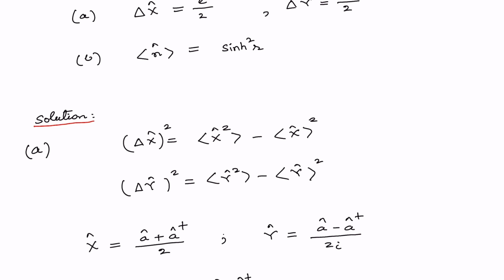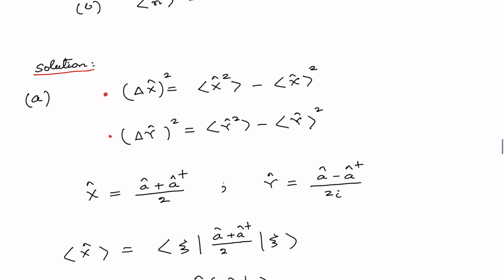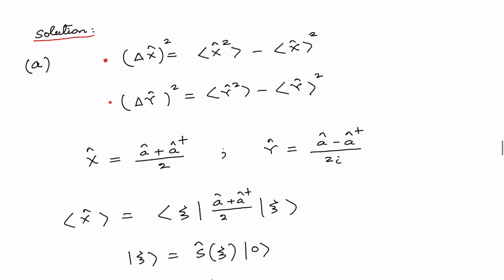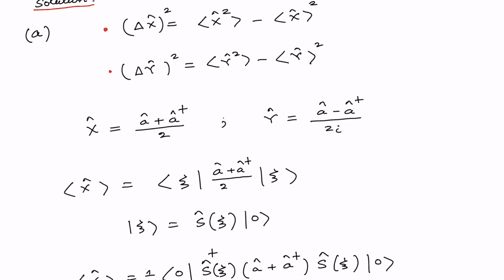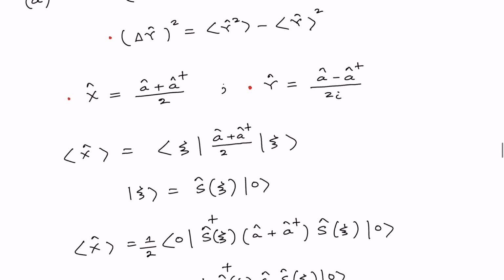You know that the variance in the quadrature operator is defined as the expectation value of x square minus the square of the expectation value of x. And similarly for the quadrature operator y, the variance is given by a similar expression as that of x. And you have already learned that the quadrature operator x, in terms of the annihilation and creation operators, is equal to (a plus a dagger) by 2. Similarly, quadrature operator y is equal to (a minus a dagger) by 2i.